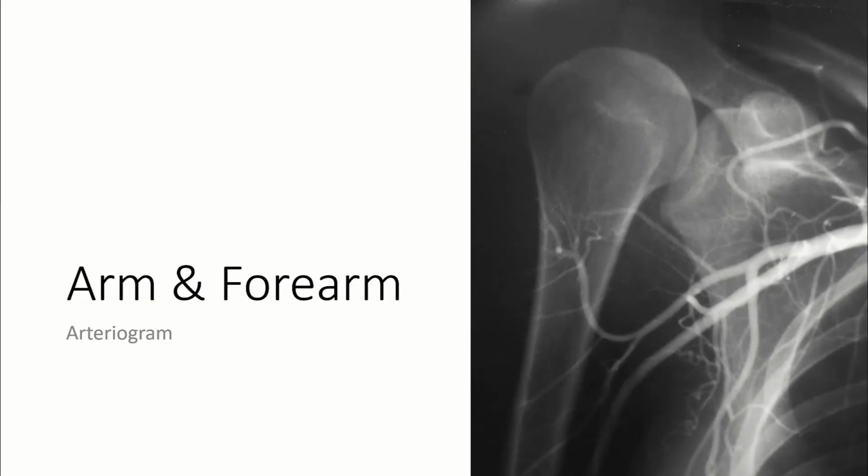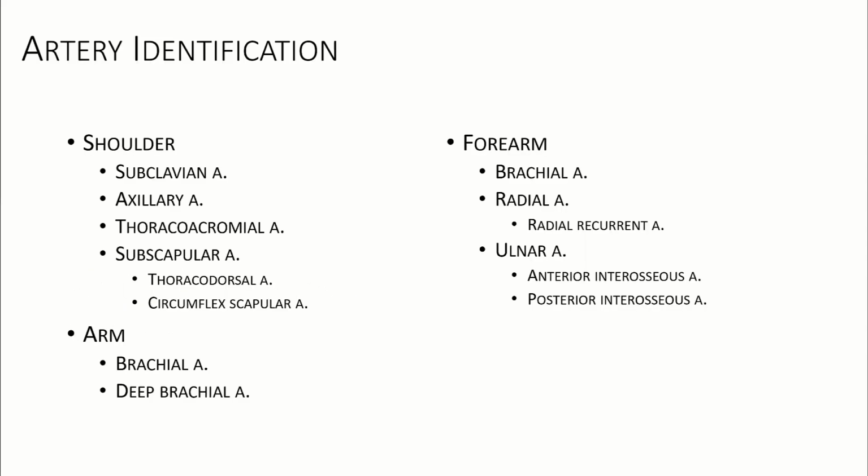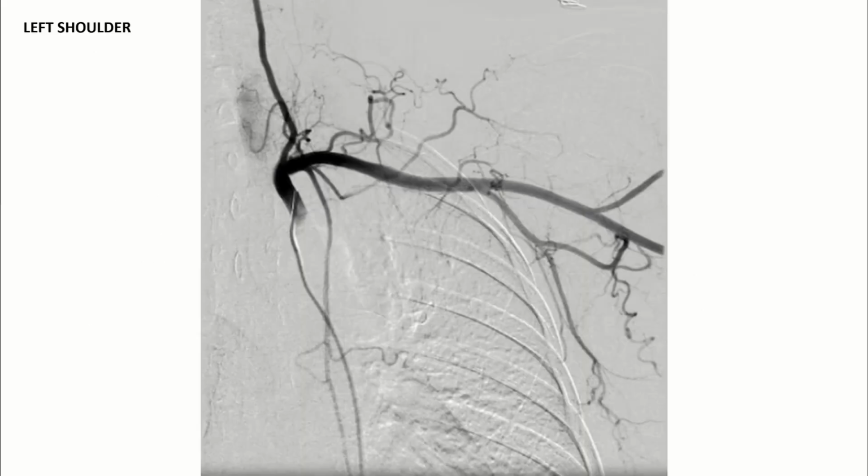Shifting topics to identify arteries. These are the arteries listed. Here's an arteriogram from the left subclavian artery. Notice the catheter that injects the dye located here. The two main arteries you should recognize are the subclavian, and just past the rib, it now becomes the axillary. We will look at the main branches off the axillary next.